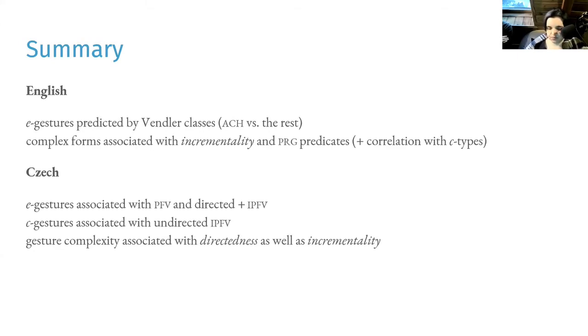In Czech, ended gestures were associated with perfective aspect and directed imperfective forms, whereas continuous gestures were associated with undirected imperfectives, which means with atelic processes and states. This means that perfectivity and directedness both play a role in the prediction of the distribution of gestures in Czech interactions. Gesture complexity was also associated with more fine-grained features than aspect, namely directedness as well as incrementality.